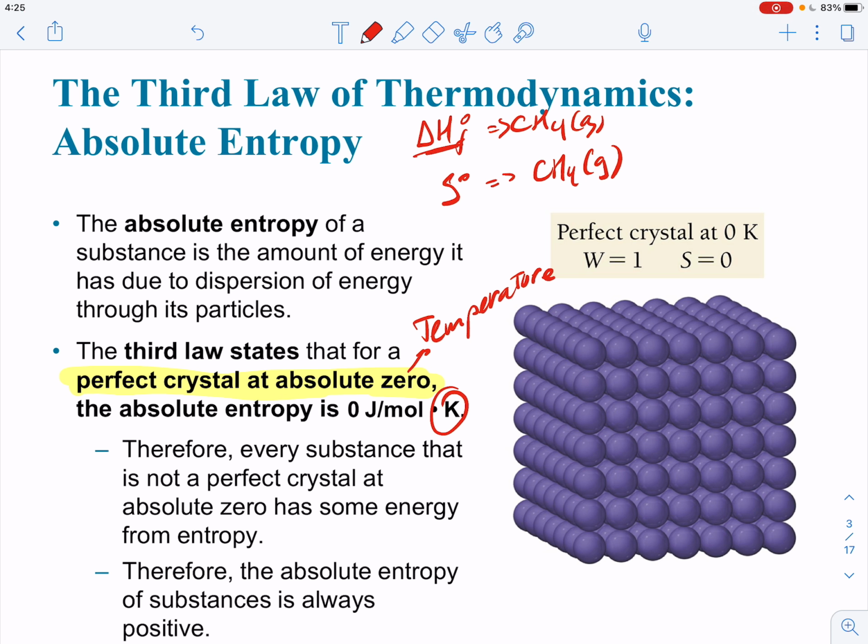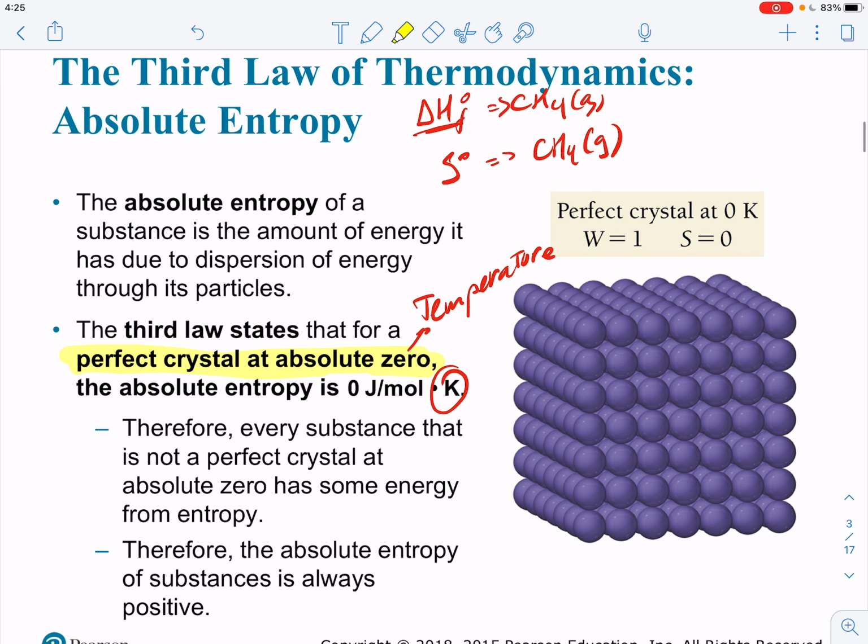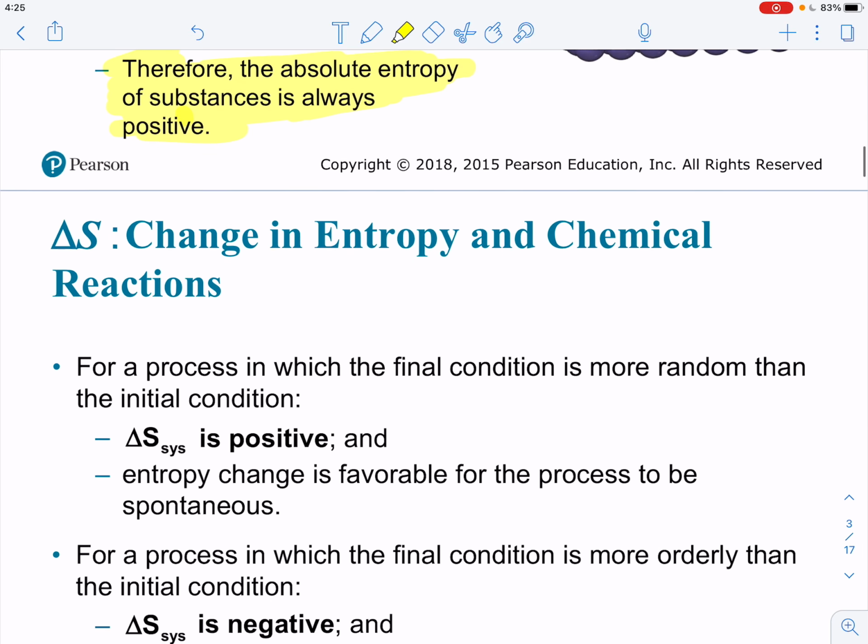So that's the only case in which you have an entropy equal to 0. Everything else will have a given value of entropy, and that value will always be positive. So do not forget this: the absolute entropy for substances is always positive, unless you manage to produce that crystal at 0 Kelvin, then the entropy is going to be 0. Is it going to happen? Probably not.